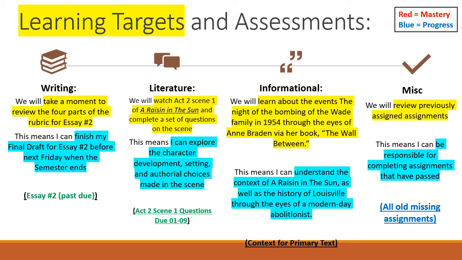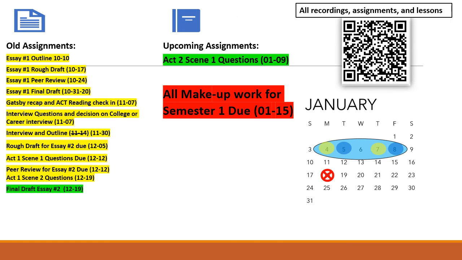We hit these learning targets. The essay number 2 was past due, but that is a measure of your ability. Act 2, Scene 1 questions are aimed at answering the questions as you view the film, and our informational lesson today was just some context about Louisville and A Raisin in the Sun.